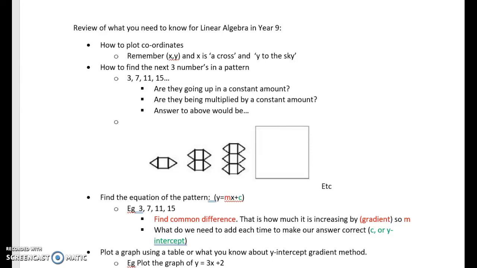Hi ladies, this is just a review of what you're going to need to know for the linear algebra exam for your Year 9. First of all, we need to remember how to plot coordinates.